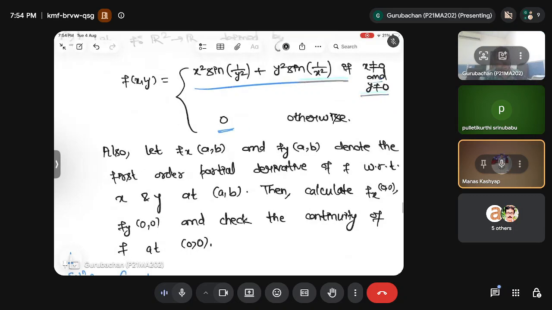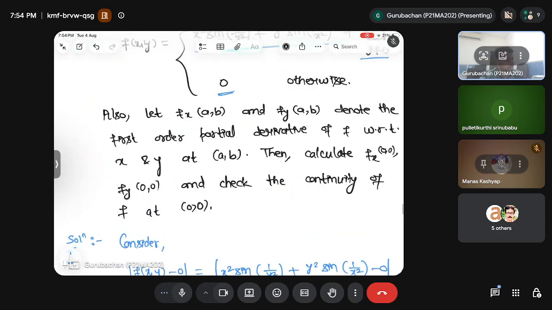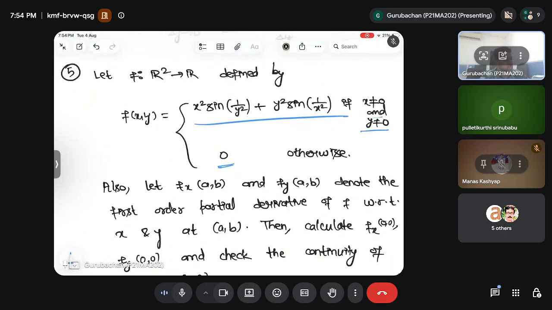First of all, let us conclude this one. Please focus here. I have replaced this "or" with "and". So that means whenever x and y both are non-zero, then only this function is applicable. Otherwise, the function will be zero.